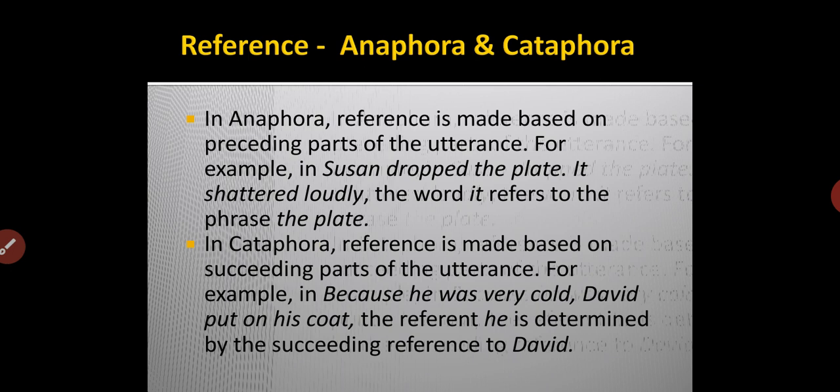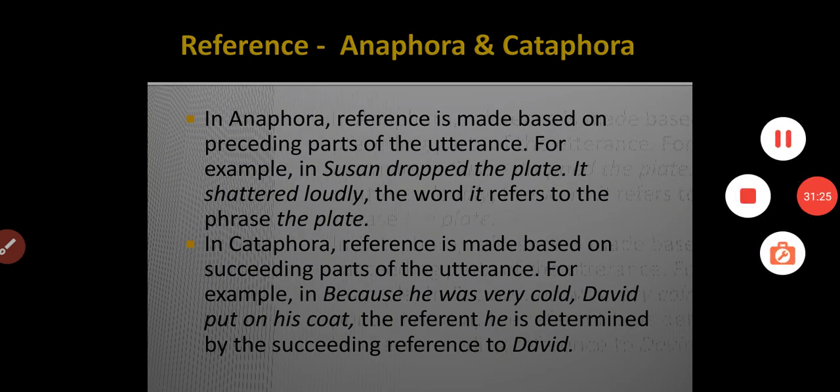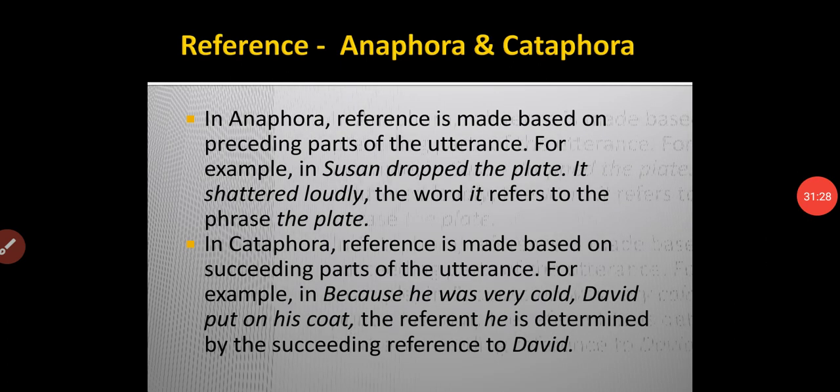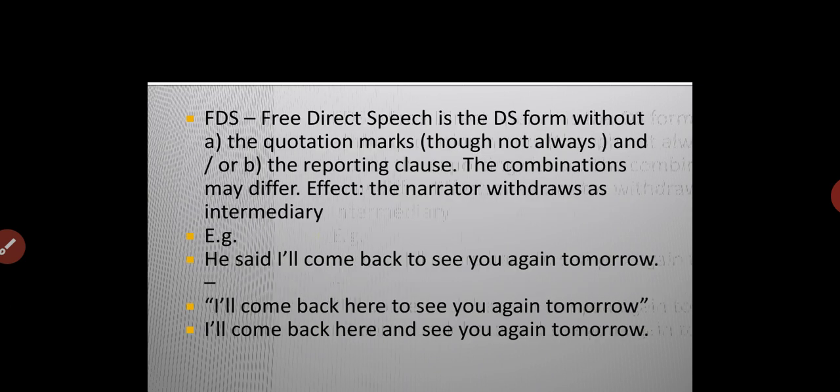So do we have enough time to continue? No, I've already crossed 31 minutes, I guess. So I'll just stop here and continue with referencing, and we are yet to do foregrounding, and we'll look into representation a little more in detail tomorrow, inshallah.